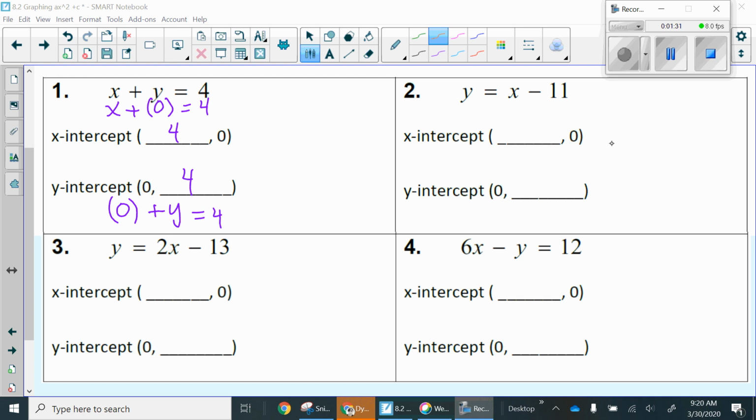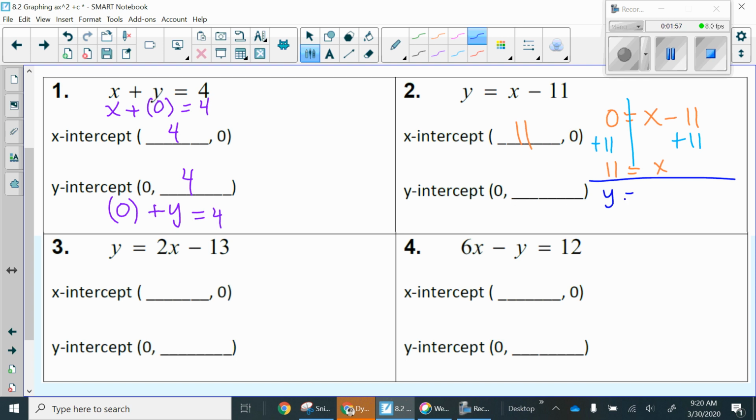For number 2, we're going to substitute a 0 in for y. So we're going to start with 0 is equal to x minus 11. In order to get x by itself, we have to add 11 to both sides of the equal sign. Therefore, x in this case is going to turn out to be 11. So the x-intercept is at (11, 0). Then we're going to do the same thing for the y-intercept. So I'm going to plug in a 0 for x. So y is equal to nothing minus 11. So, well, y has to be negative 11.